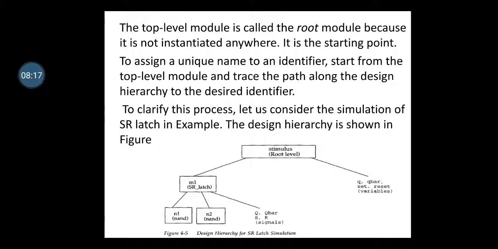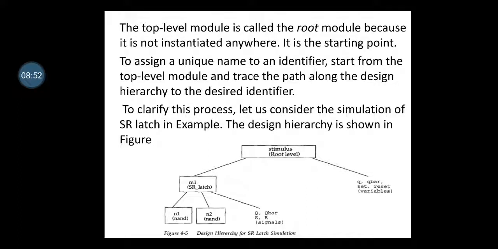To assign a unique name to an identifier, always start from the top level module and trace the path along the design hierarchy to the desired identifier. To understand this briefly, we have taken an example here of an SR latch. How can we write a hierarchical name for this SR latch? For an SR latch, the stimulus program is the maximum module which is not instantiated anywhere. Am I right? So I have written stimulus.